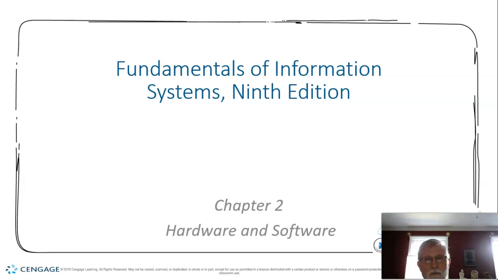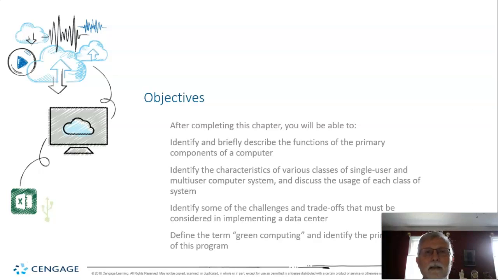This one we're going to take chapter 2. We're going to split it into 2 sections. We'll look at the hardware and software piece, and then we'll go on from there. What I want to do is, by the time you're finished with this chapter, you understand the components of a computer, different types of systems, the way they're used, challenges, trade-offs, things of that nature.